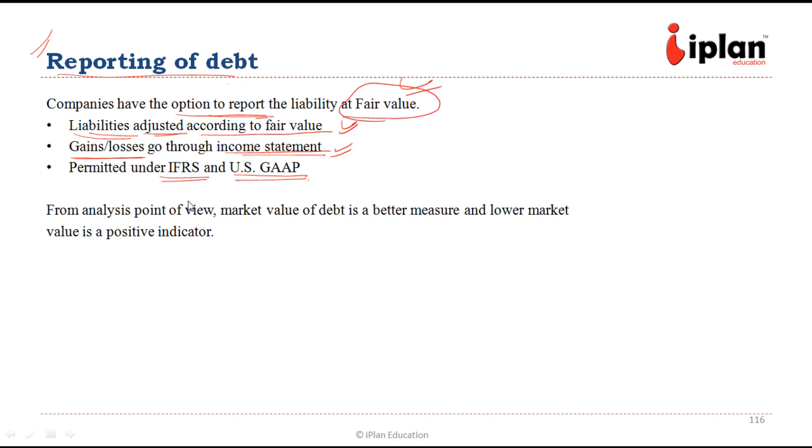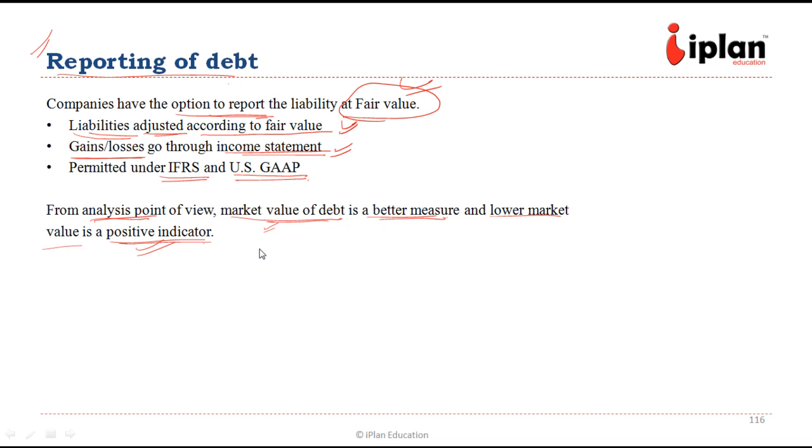According to the analyst, if the market value is lower, then that will signify a positive indicator. So market value of debt is a better measure, and if it is lower, then it's a positive indicator. So the company will not need to pay as much now because the market value of debt has come down. So it is a positive signal for the company.